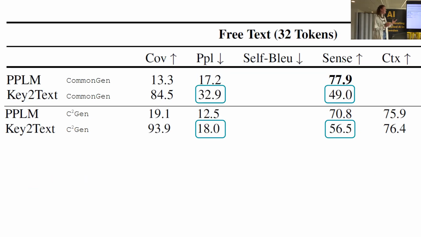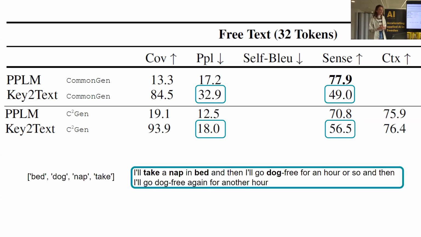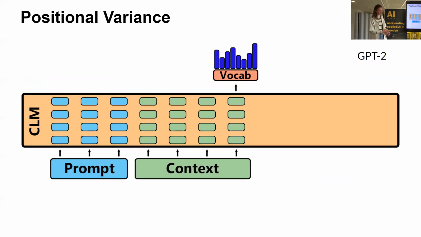And then we go to Key2Text. Here it's also great at coverage, but still bad at performance. If you have the words bed, dog, nap, take, it will go like: I'll take a nap in bed and then I'll go dog free for an hour or so. And then I'll go dog free again for another hour, which, no, doesn't really make sense.